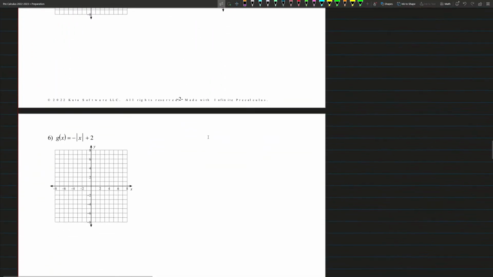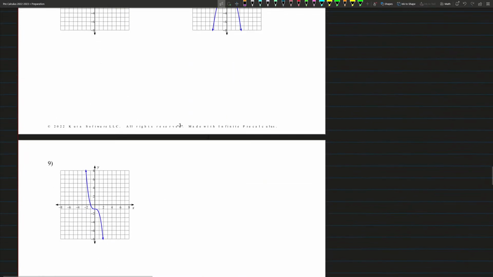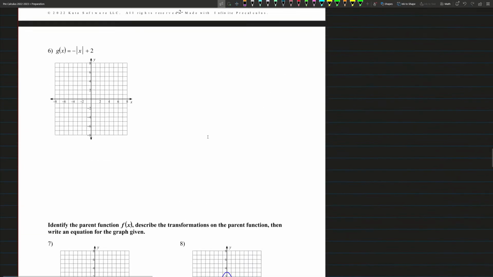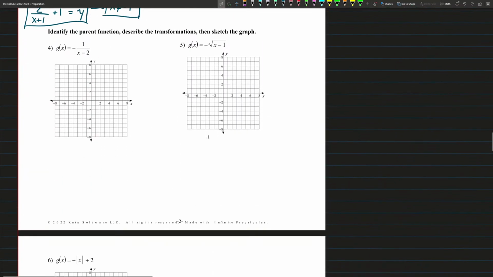Numbers 4, 5, and 6, and then 7, 8, and 9 all get into transformations, which I did not write down yet, so I'm going to do that really quick. The transformations I'm worried about are translations, right? So we're going to make subsets of this.